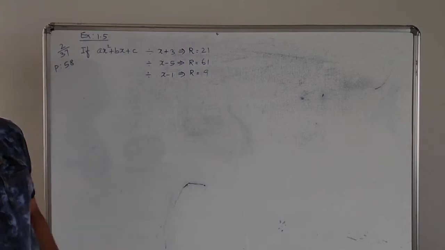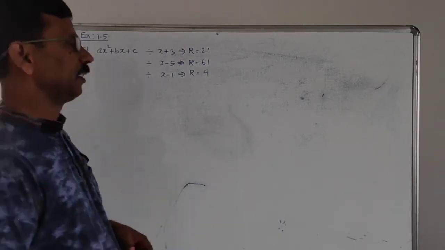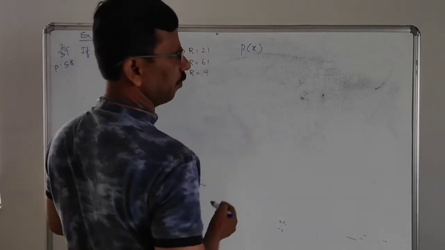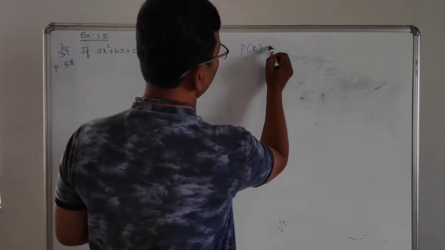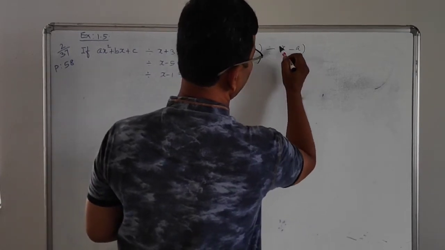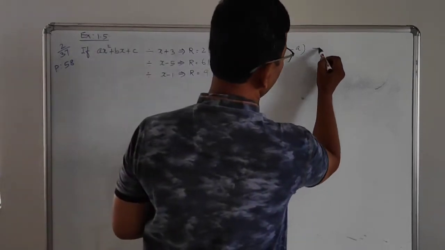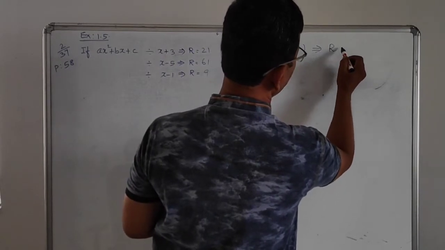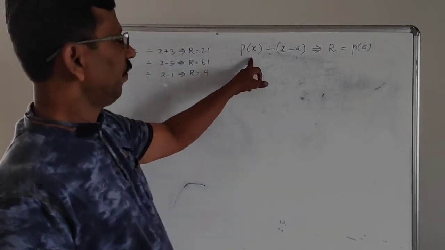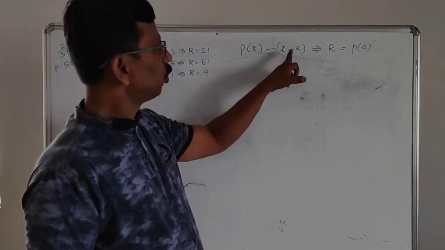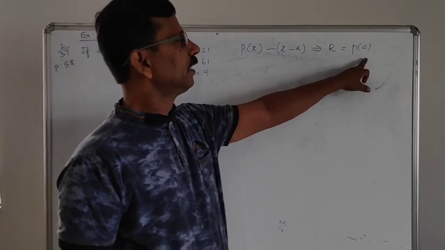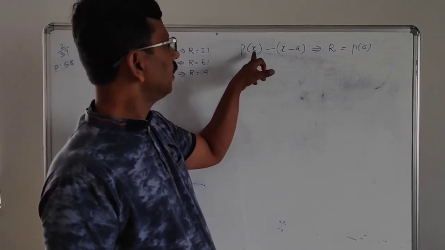Once again, I'll remind you what you have studied in 10th standard as the remainder theorem. See, if you consider p of x as a polynomial, if you divide this p of x by a linear binomial x minus a, then the remainder is p of a. If you divide p of x by x minus a, it should be linear, then the remainder can be obtained by substituting x equal to a in this p of x.